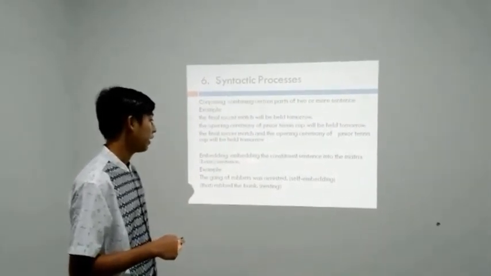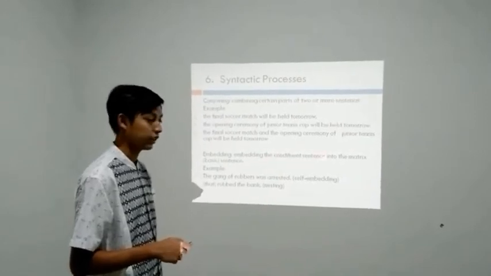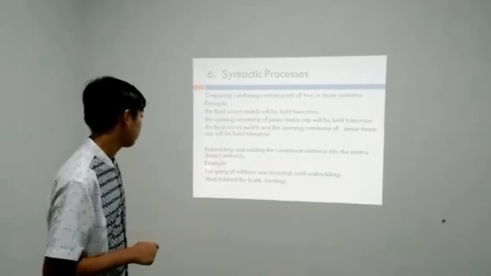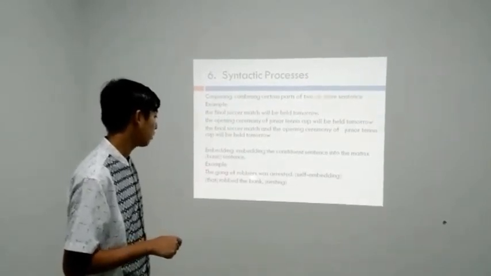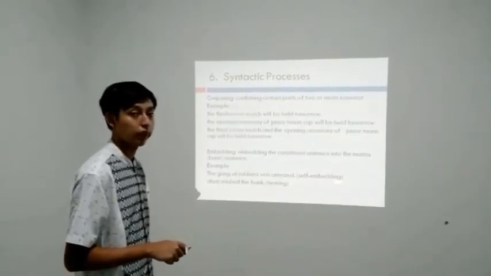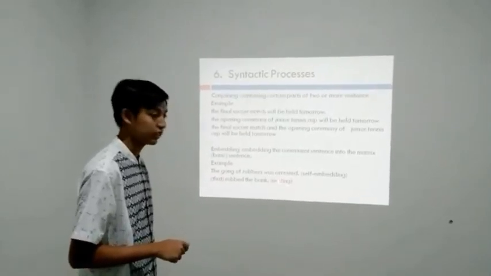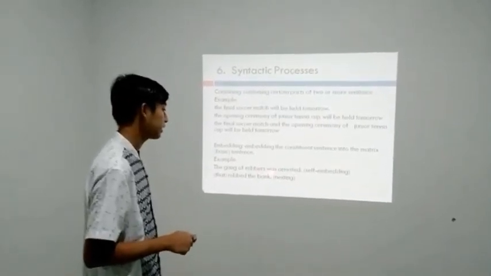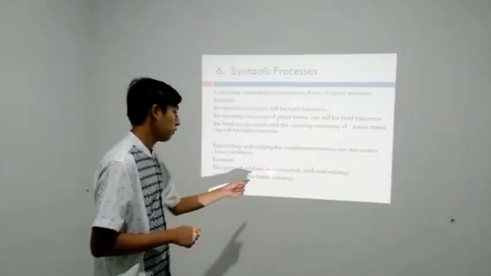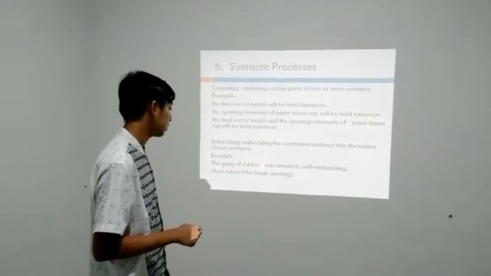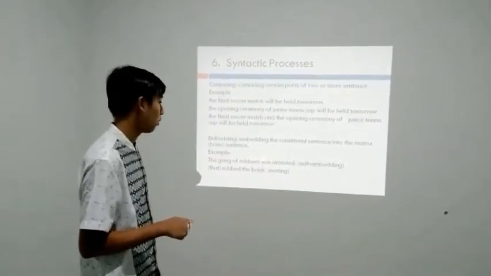Embedding is combining the constituent sentence into the matrix or basic sentence. For example, the gang of robbers was arrested. And that robbed the bank. This is the constituent sentence. The constituent sentence is taken by self-embedding in the center. The gang of robbers that robbed the bank was arrested.